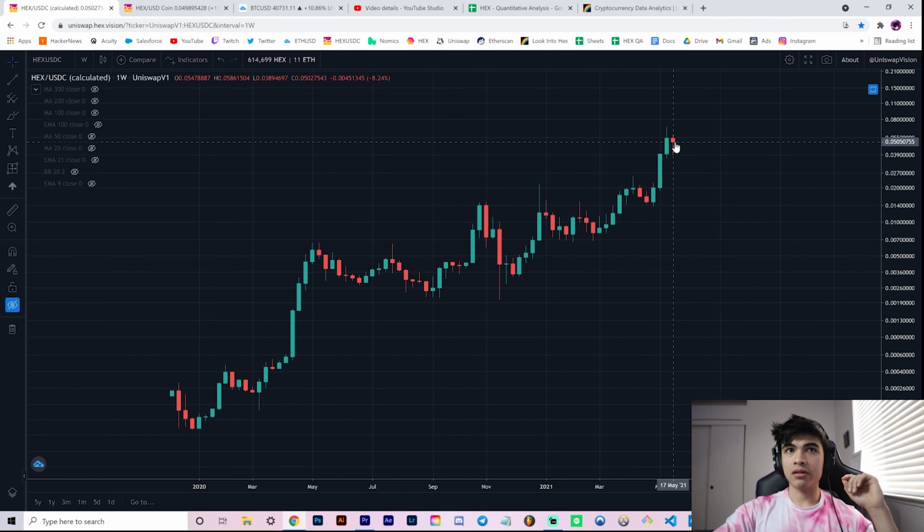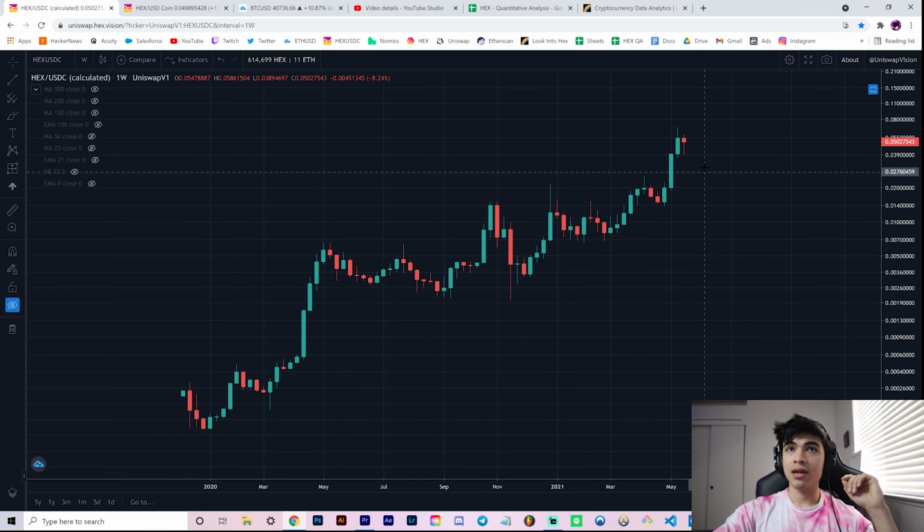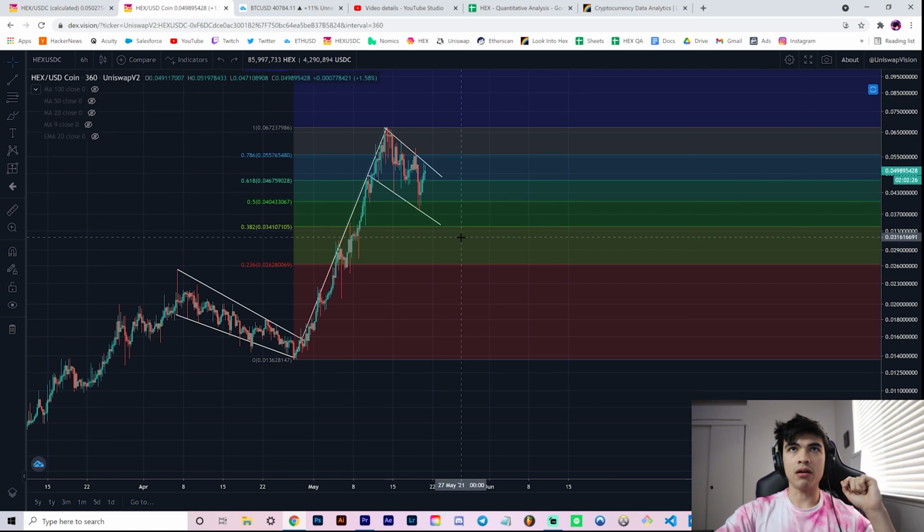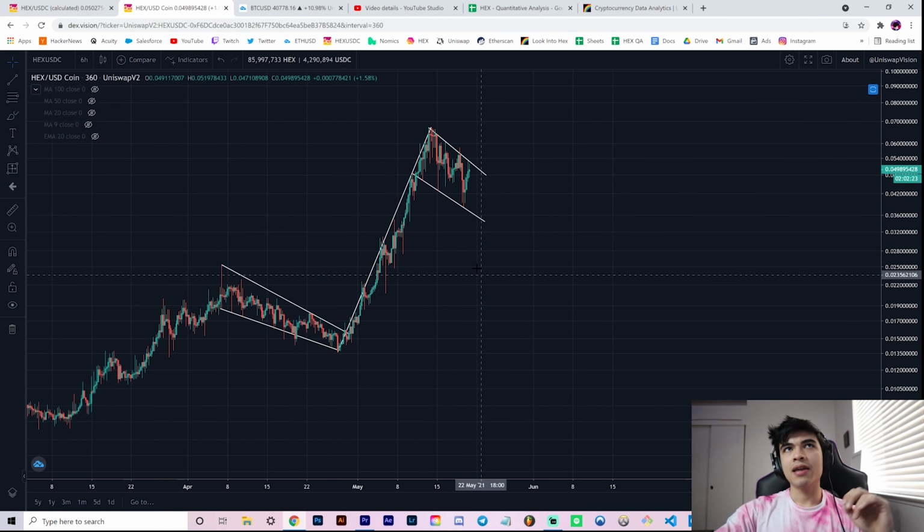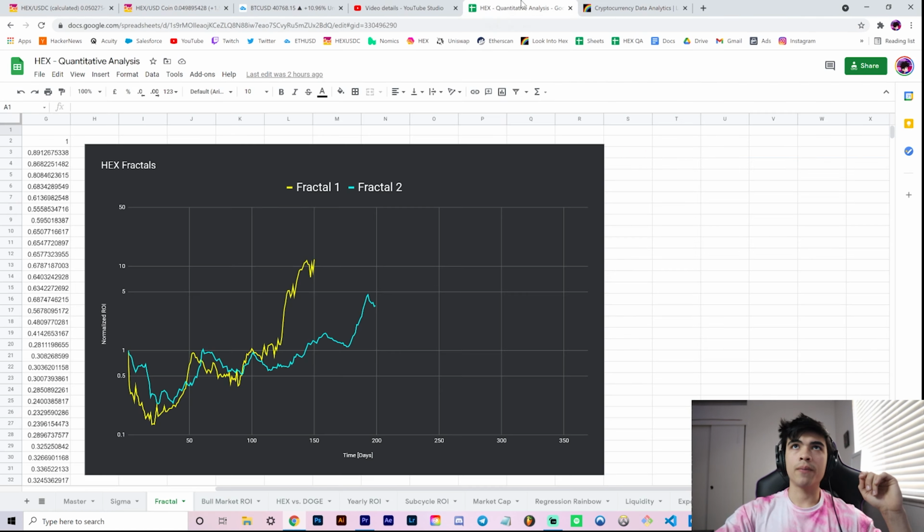This weekly candle, albeit red, still has a nice wick to the downside, which indicates a good amount of buy pressure. And this is generally a bullish type of candle. We'll see where it closes at the end of the week. I'll keep you updated on this bull flag. In the meantime, let's go ahead and look at our fractal.